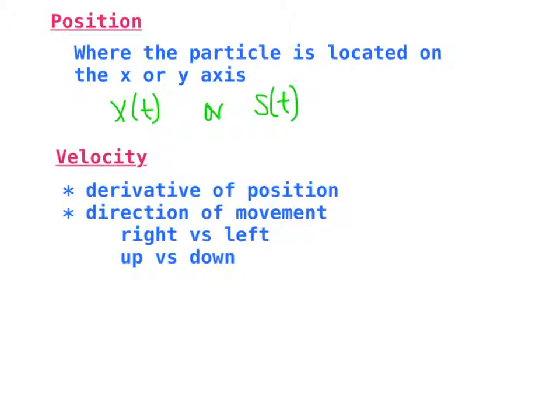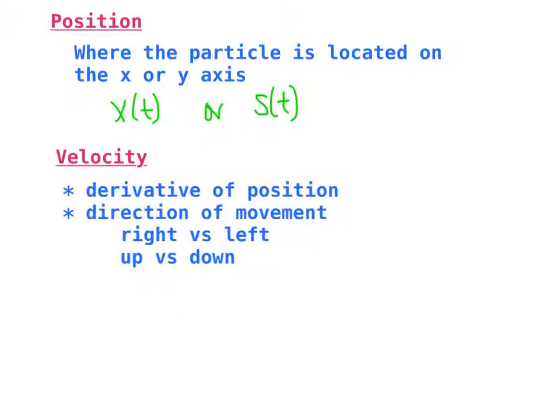Okay, velocity is the derivative of position. So when we take the derivative of the position function, we'll get velocity. It tells us about the direction of movement. That's a huge idea, okay? Velocity tells us the direction of the movement. And that means we could be moving right versus left or up or down, okay?